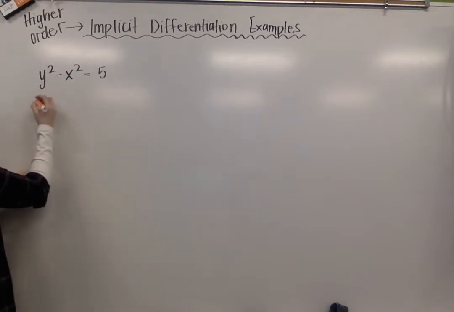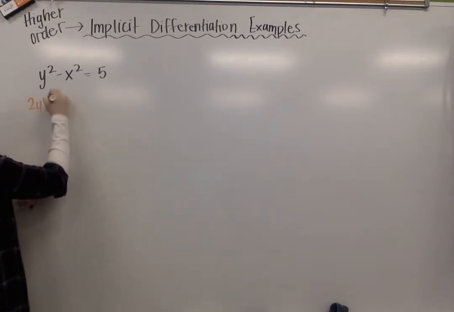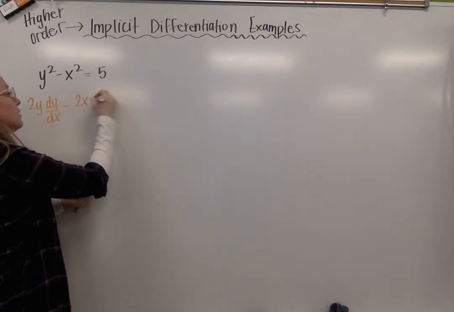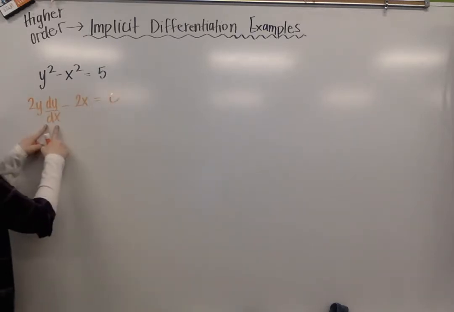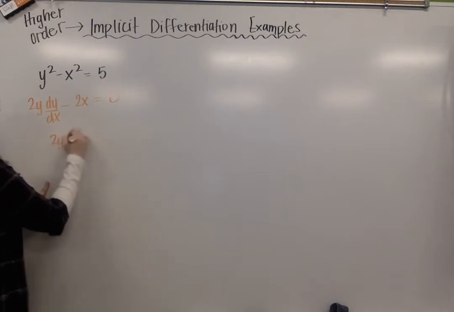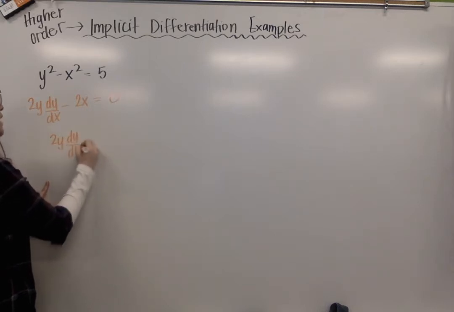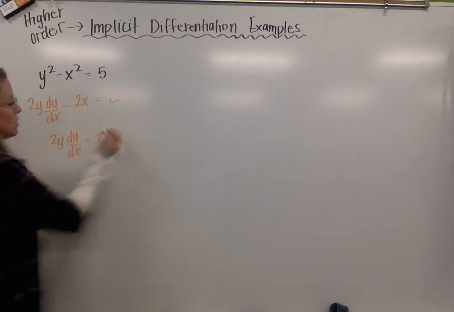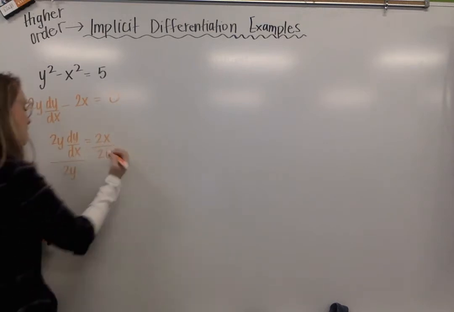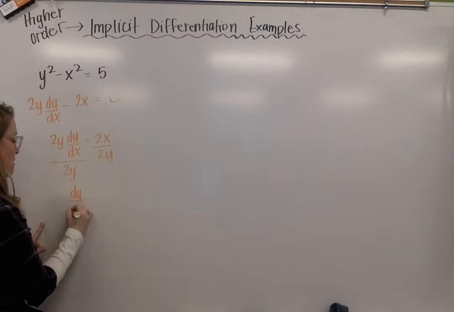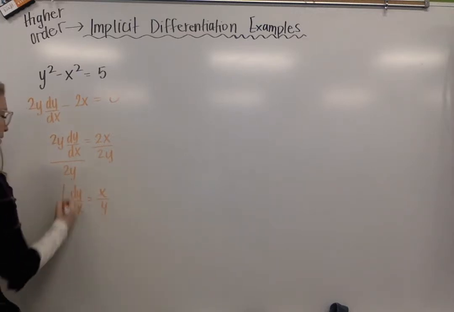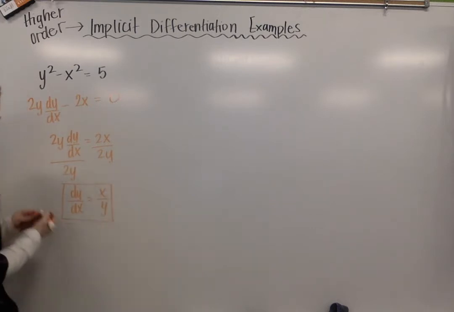So my first derivative here, I'm going to have 2y dy/dx minus 2x equals 0. So to isolate my dy/dx, I'm going to add 2x to both sides, which gives me 2y dy/dx equals 2x, and then I'm going to divide by 2y. So my derivative of y with respect to x is x over y. So there's my first derivative.